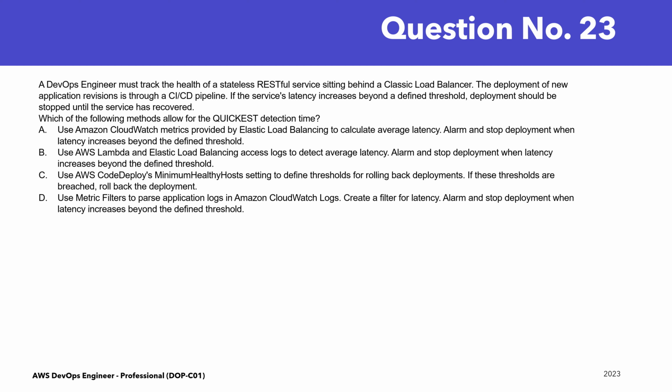A. Use Amazon CloudWatch metrics provided by Elastic Load Balancing to calculate average latency. Alarm and stop deployment when latency increases beyond the defined threshold. B. Use AWS Lambda and Elastic Load Balancing access logs to detect average latency. Alarm and stop deployment when latency increases beyond the defined threshold. C. Use AWS CodeDeploy's minimum healthy host setting to define thresholds for rolling back deployments. If these thresholds are breached, roll back the deployment.